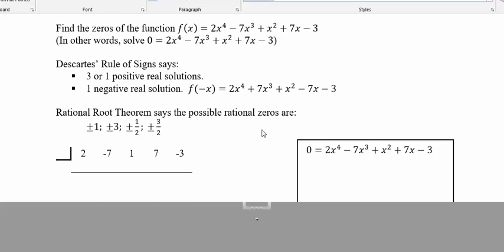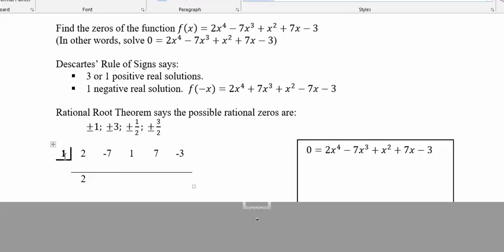Okay, synthetic division is a shorthand system that's actually quite easy to execute. So you take your coefficients 2, -7, 1, 7, and -3, and you write them across here with a little bit of space in between. The number that you're going to be substituting in, the root that you're checking, is going to go in this box. I'm going to go ahead and check positive 1. So I put positive 1 in this box. The first step is easy. You simply bring down the 2.